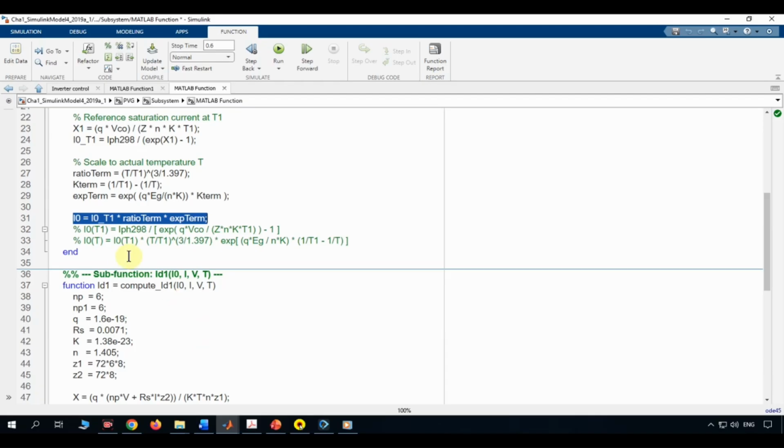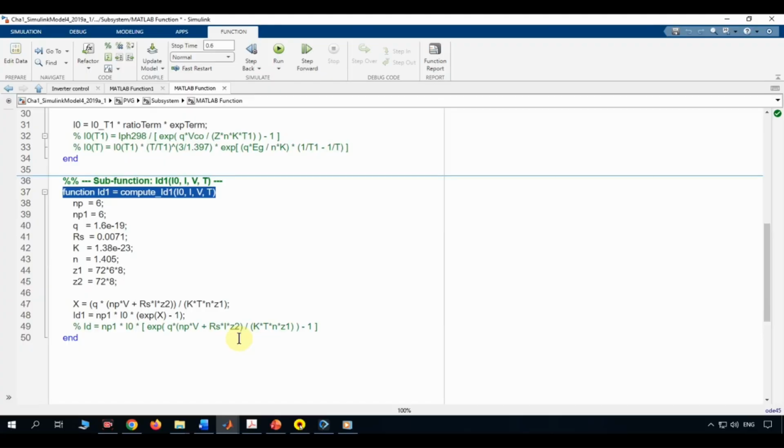Compute_ID1, the diode equation itself. This is the classic single diode current equation, scaled up for the full array. Z1, 72 times 6 times 8, and Z2, 72 times 8, account for the full cell count across all series and parallel strings and modules in the array. NP and NP1 scale for parallel strings, and RS, 0.0071 ohms, is the series resistance of the array.